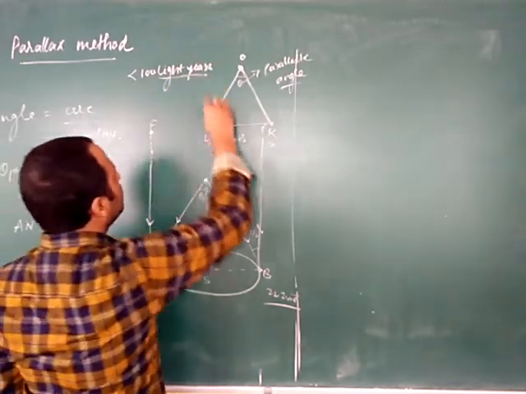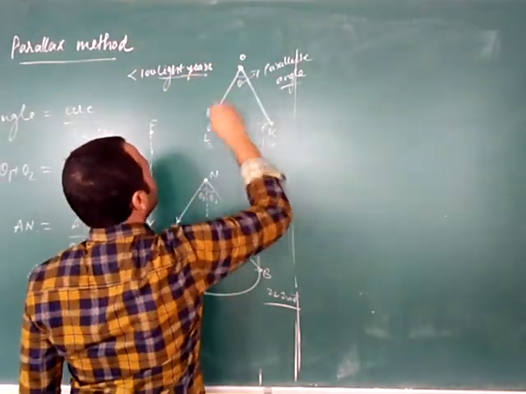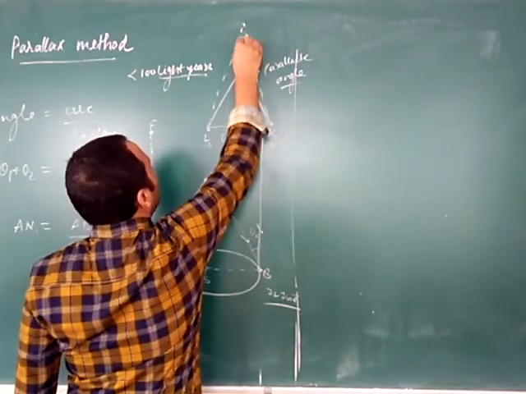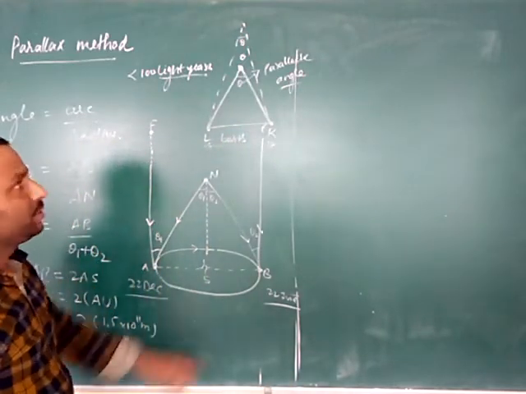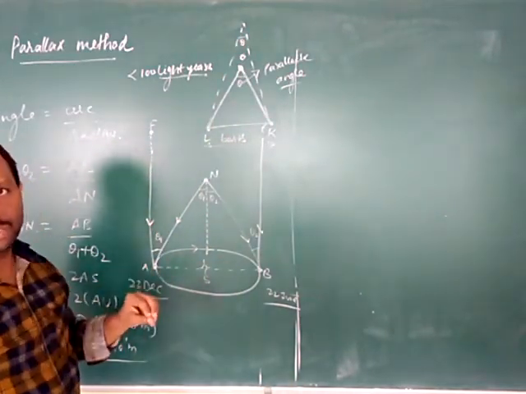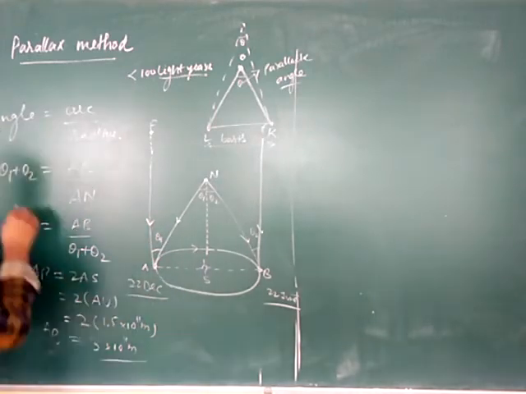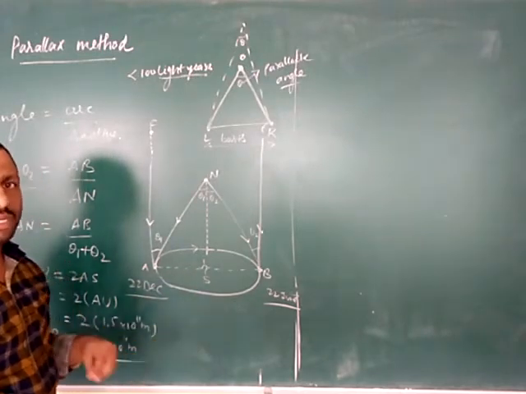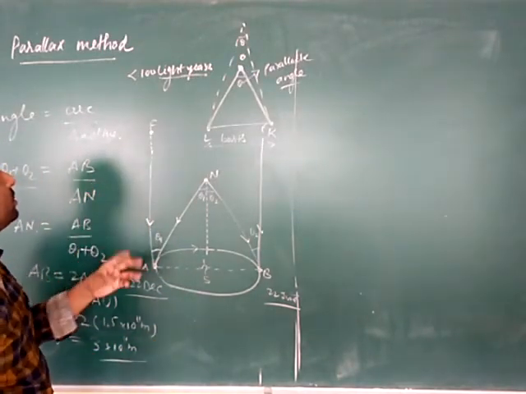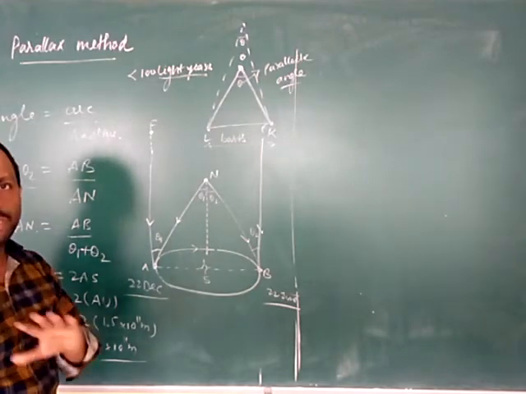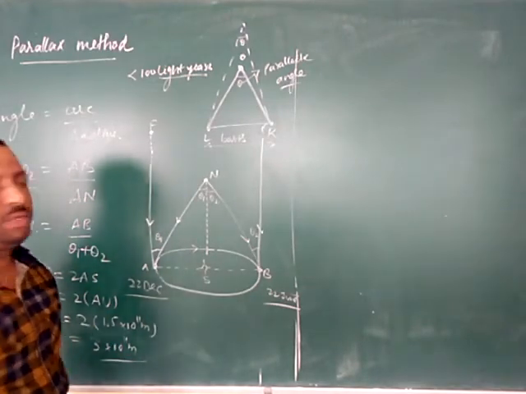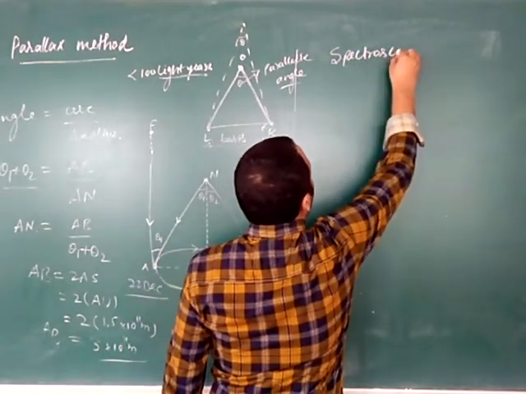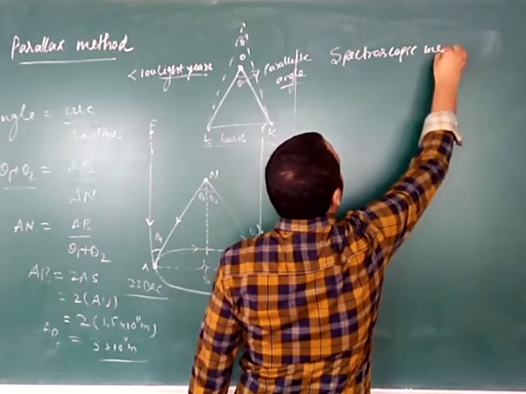When the distance is increased, see here, suppose the distance is increased, so what will happen? This angle will also decrease. Okay, so if the angle is decreased, it is very difficult to determine these angles. So the inaccuracy in measurement increases. That is why when the distance is more than 100 light years, this method is not applicable, and we use a new method, which is called the spectroscopic method.